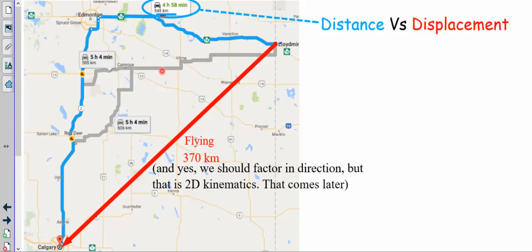If you take this grayish path, you're driving down secondary roads, and as you can see, there's a lot more zigzagging going around.